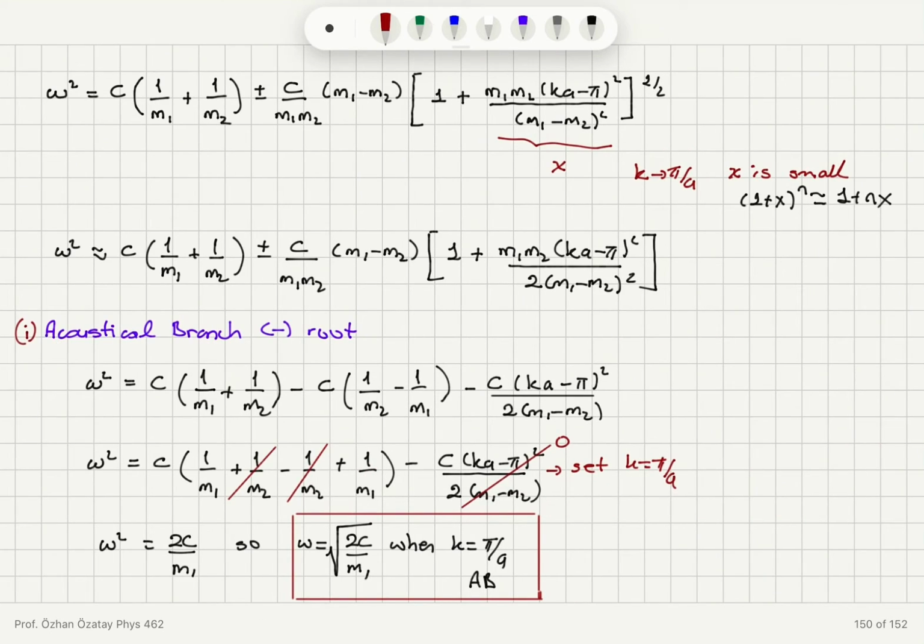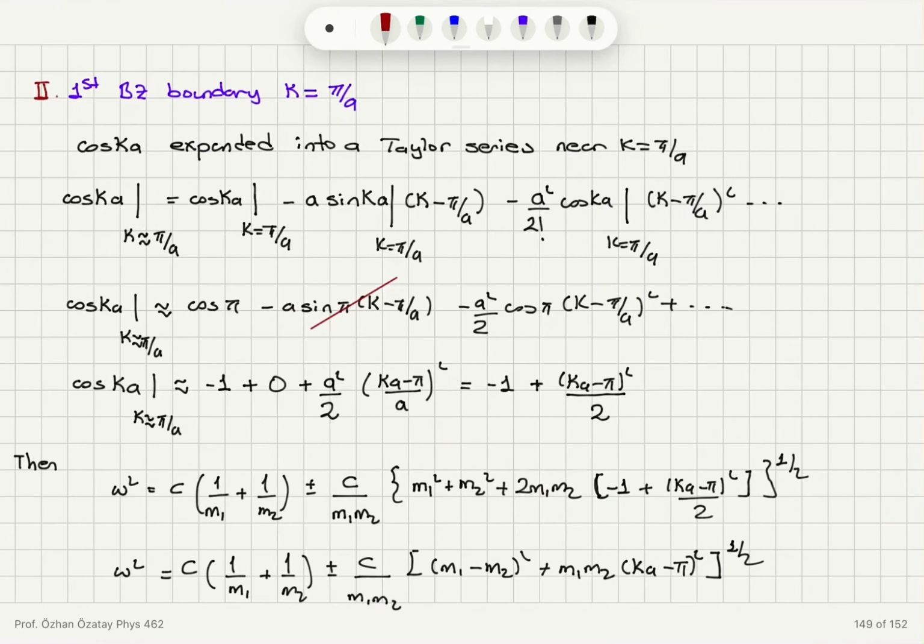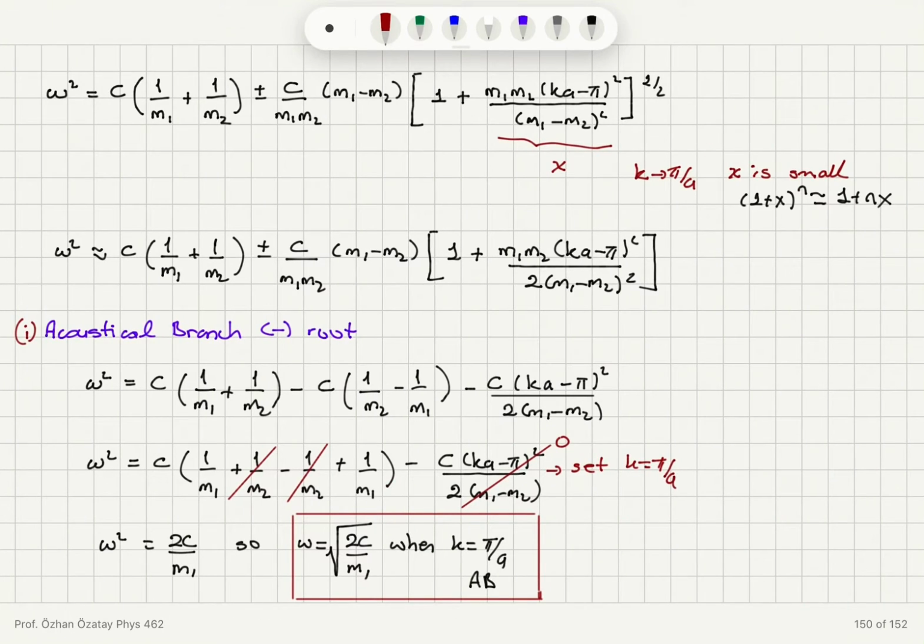So this now I want to isolate the second term here, so I take this into (m1 minus m2) squared, parentheses.